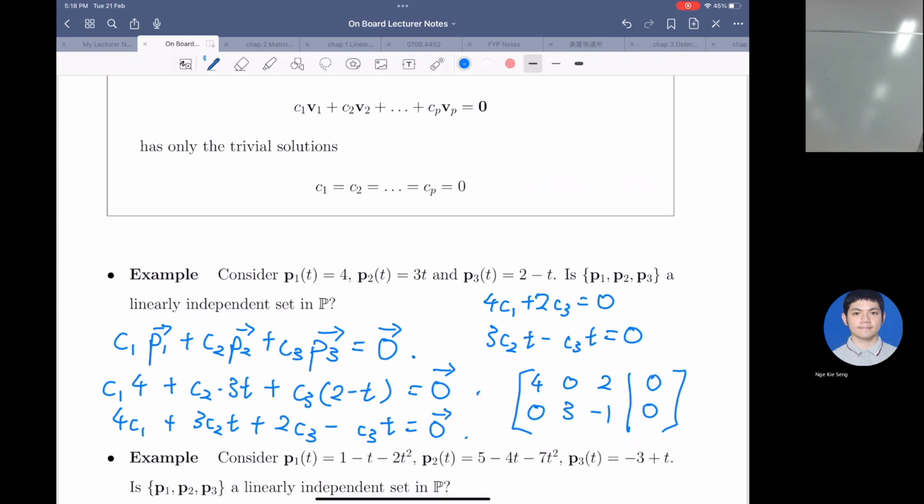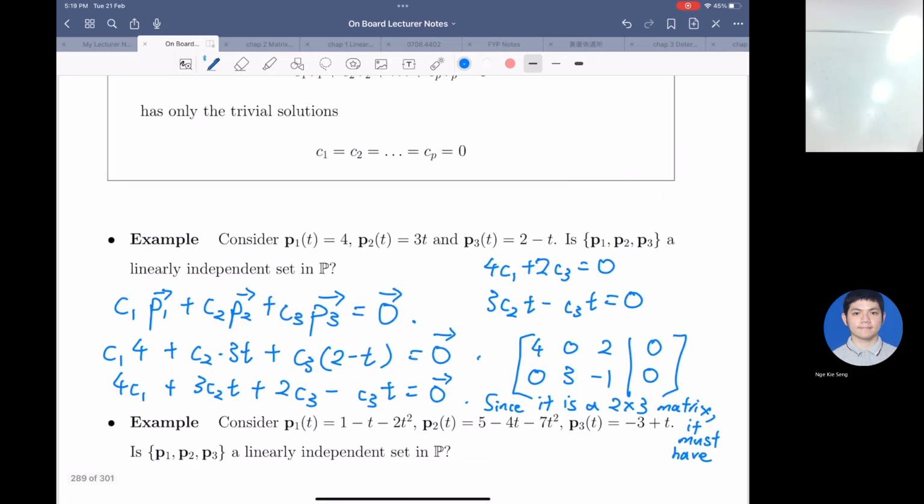If this C1, C2, C3 is 0, then it is linearly independent. But I think this one obviously is not. You cannot have a pivot in every column here, because you can only have at most 2 pivots. So the pivots cannot fill all the columns, so you must have one free variable. Since it is a 2 by 3 matrix, it must have at least one free variable.